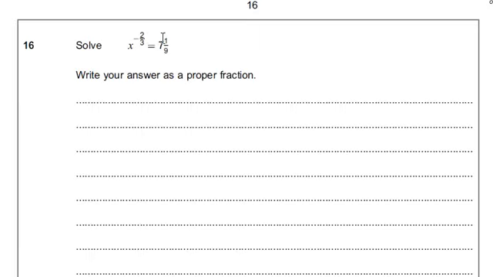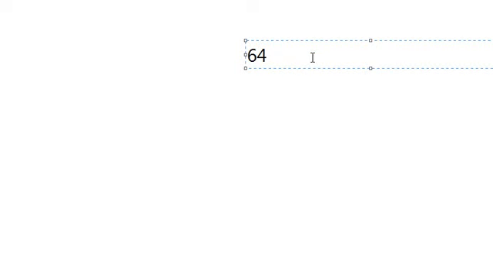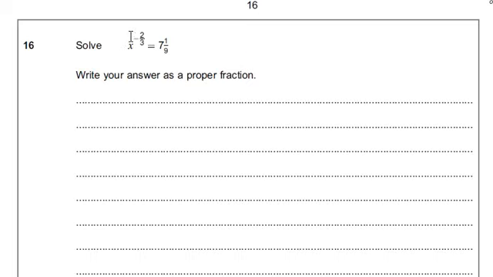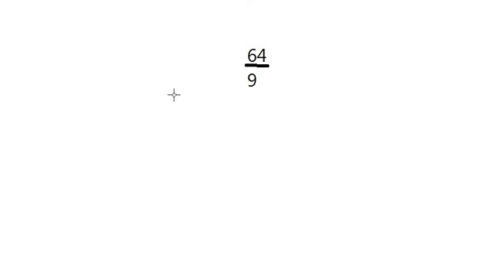Okay, first thing you do in this question is we want an improper fraction here, because mixed fractions never work well with powers or surds. So 7 times 9 is 63, and 6 plus 1 is 64, so we know it's 64 over 9. So that's some square numbers here, and we have x to the power of 2 root 3, reciprocal.